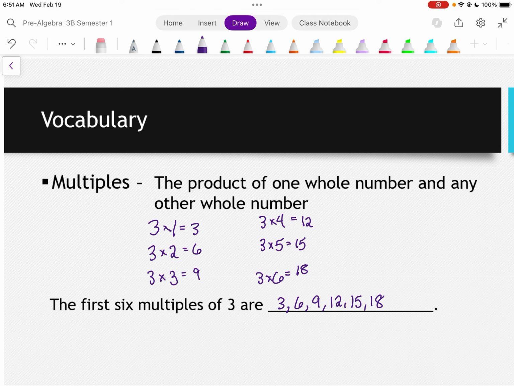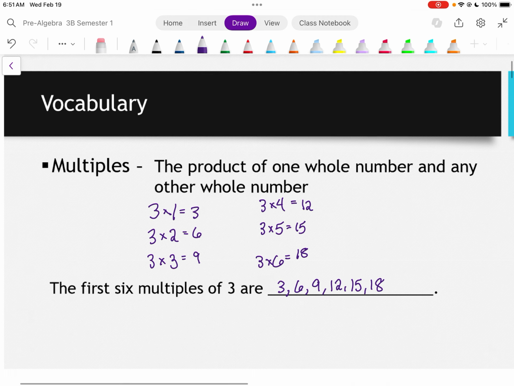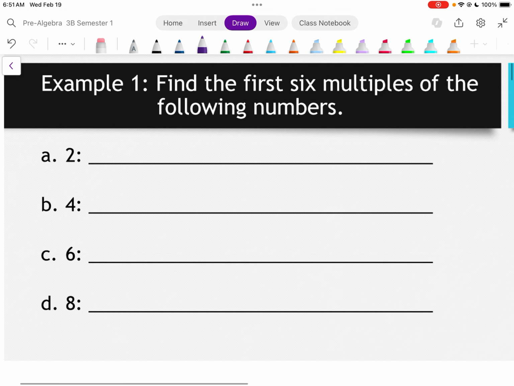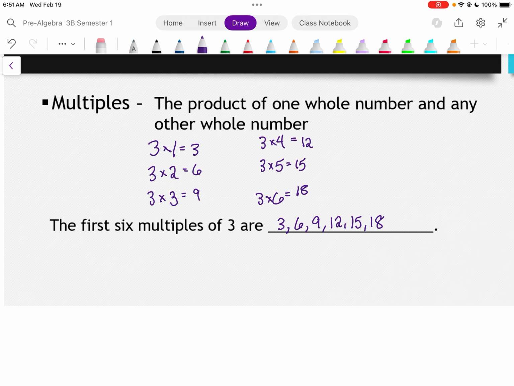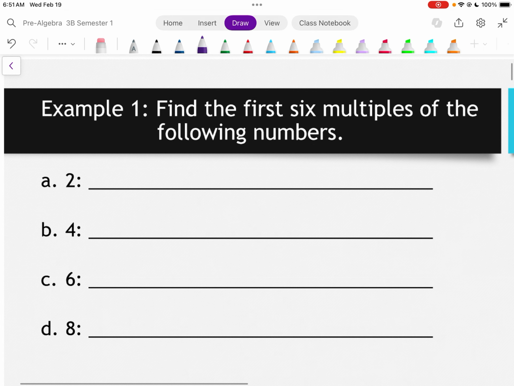Now, there are infinite number of multiples, so typically you'd just be asked to list out a few of them like this. All right, so for example 1, go ahead and fill in the first 6 multiples of the following numbers. And if you want to show your work on a scratch paper, you can show your work like we did on the previous slide, or you can just use your skip counting to get the first 6.